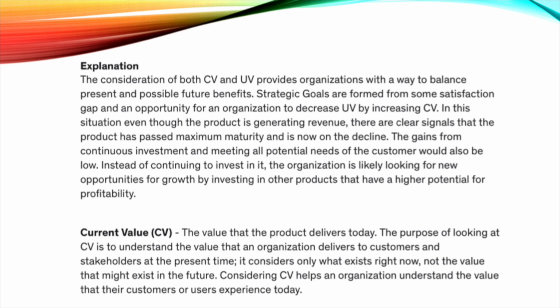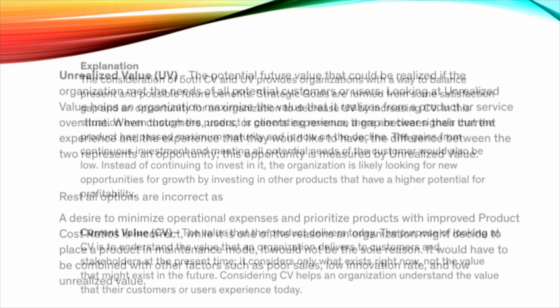Current value, CV, the value that the product delivers today. The purpose of looking at CV is to understand the value that an organization delivers to customers and stakeholders at the present time. It considers only what exists right now, not the value that might exist in the future. Considering CV helps an organization understand the value that their customers or users experience today.